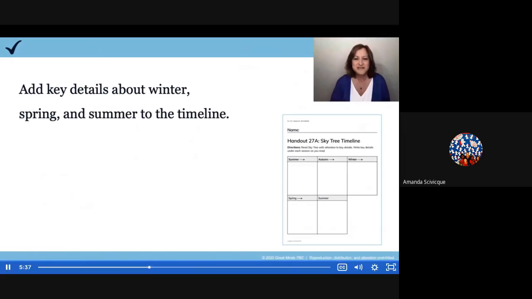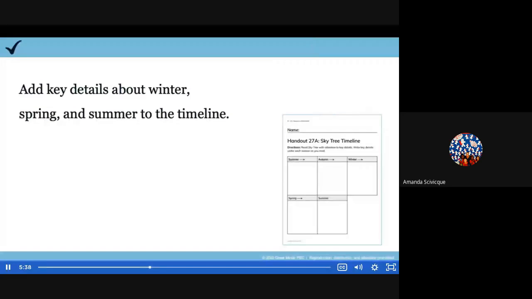If you have your own copy of Skytree, you can pause here to continue your timeline, and then you'll just hit play when you're ready to continue. If you do not have a copy of Skytree with you, you can stay on and I will play a few of the pages. Just pause to read them and complete your timeline, and then hit play to continue.